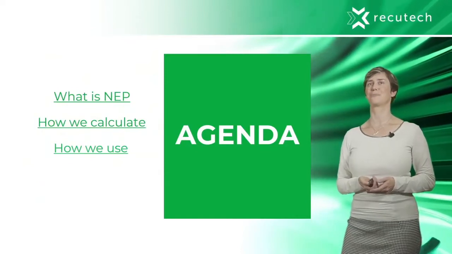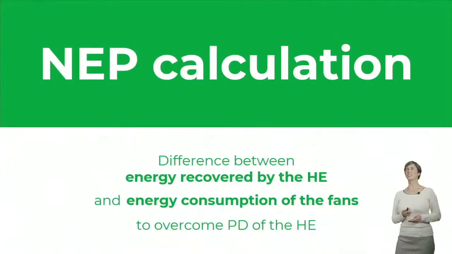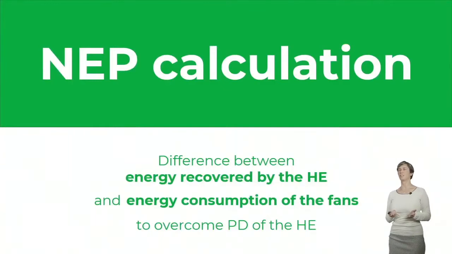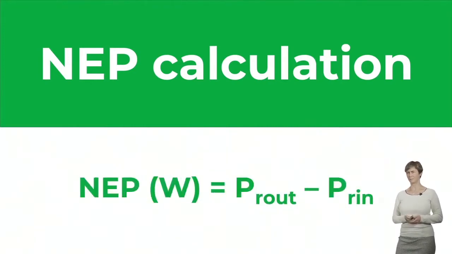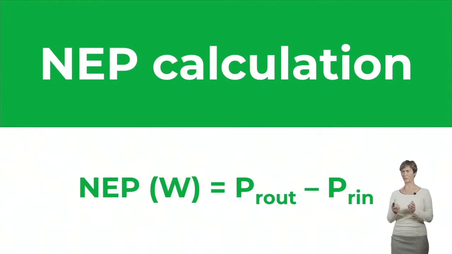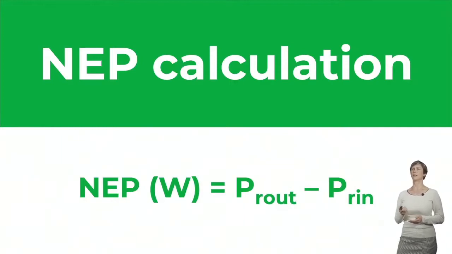So what is the net energy performance? Net energy performance, it's a difference between two energies. Energy we get from the recuperation process, the energy which is recovered by the heat exchanger, and the energy consumption of the fans which we need to overcome the pressure drop of the heat exchanger. Mathematically, we could write it like that. So it's the difference between two energies. And now we will shortly look at the calculation formula.